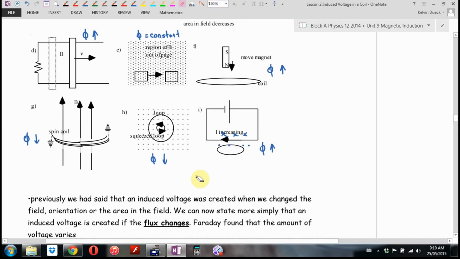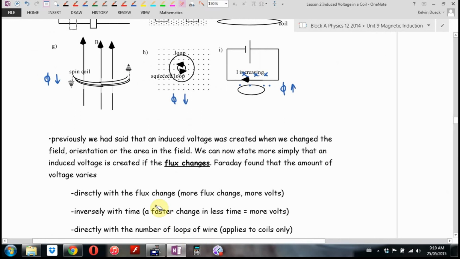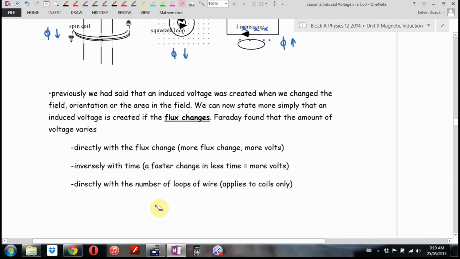Not only that, but he then also came up with an equation. Although I told you the other day his math skills were so poor, he wrote it out in English and had somebody else translate it into an equation. Previously, I said that an induced voltage was created when I changed the field or the orientation or the area in the field. I can summarize all that. Voltage is induced when you have a changing flux. Voltage is not induced when you have a constant flux. Faraday found that the amount of voltage varies directly with the flux change: bigger change in flux, bigger voltage.